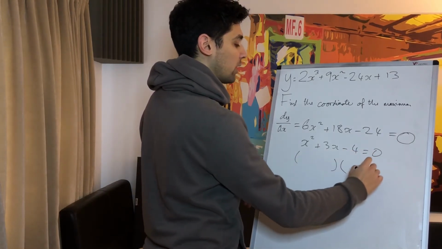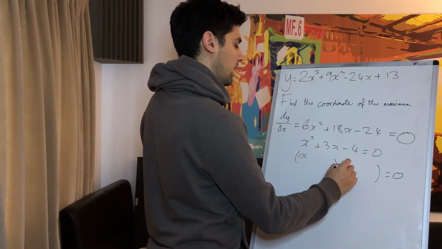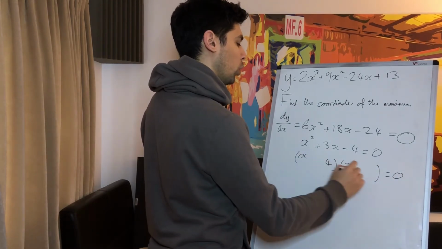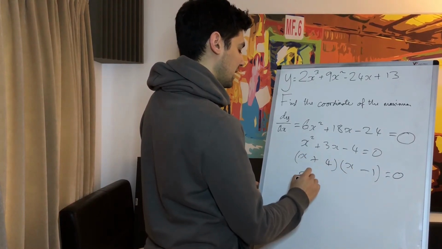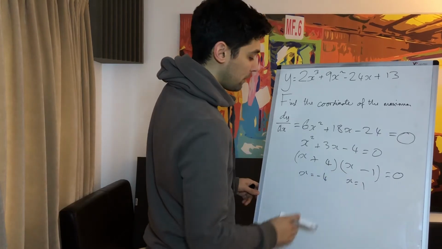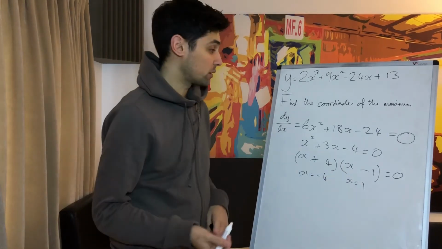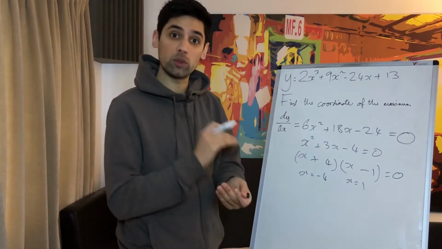Whenever we see a quadratic, our first thought should be, should we be factorizing this? Factors of minus 4: positive 4, negative 1. That means x is minus 4 and x is 1. These are the x coordinates of the turning points. Now one's going to be a maximum, one's going to be a minimum. How do we know which one's which?